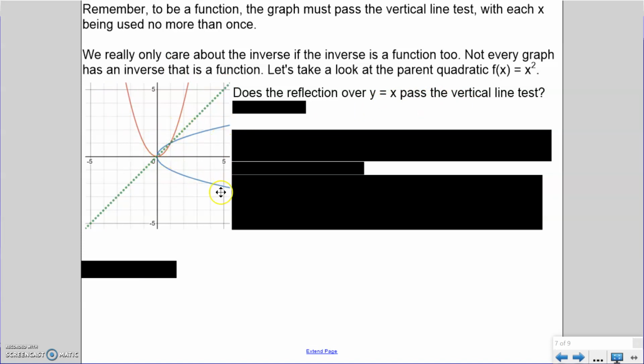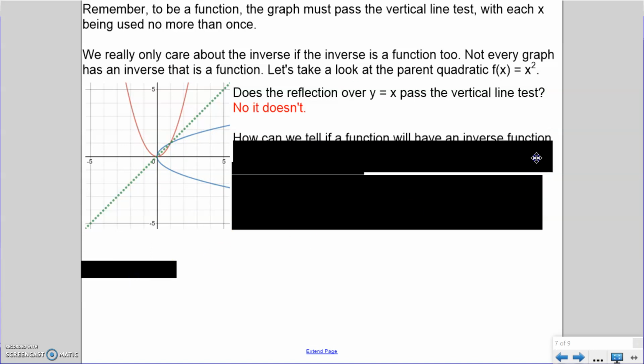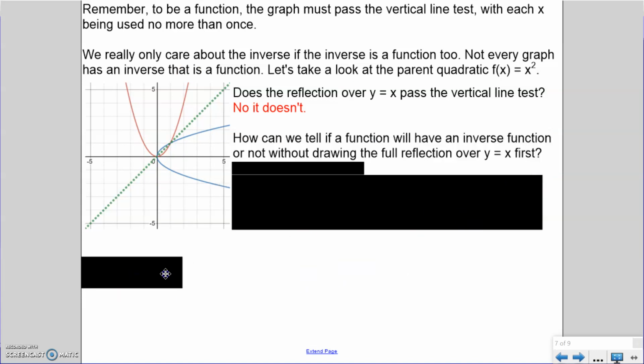Does this pass the vertical line test? The answer is no, it doesn't. So how can we tell if a function will have an inverse or not, without drawing the full reflection over y equals x first? The answer to that is the horizontal line test.